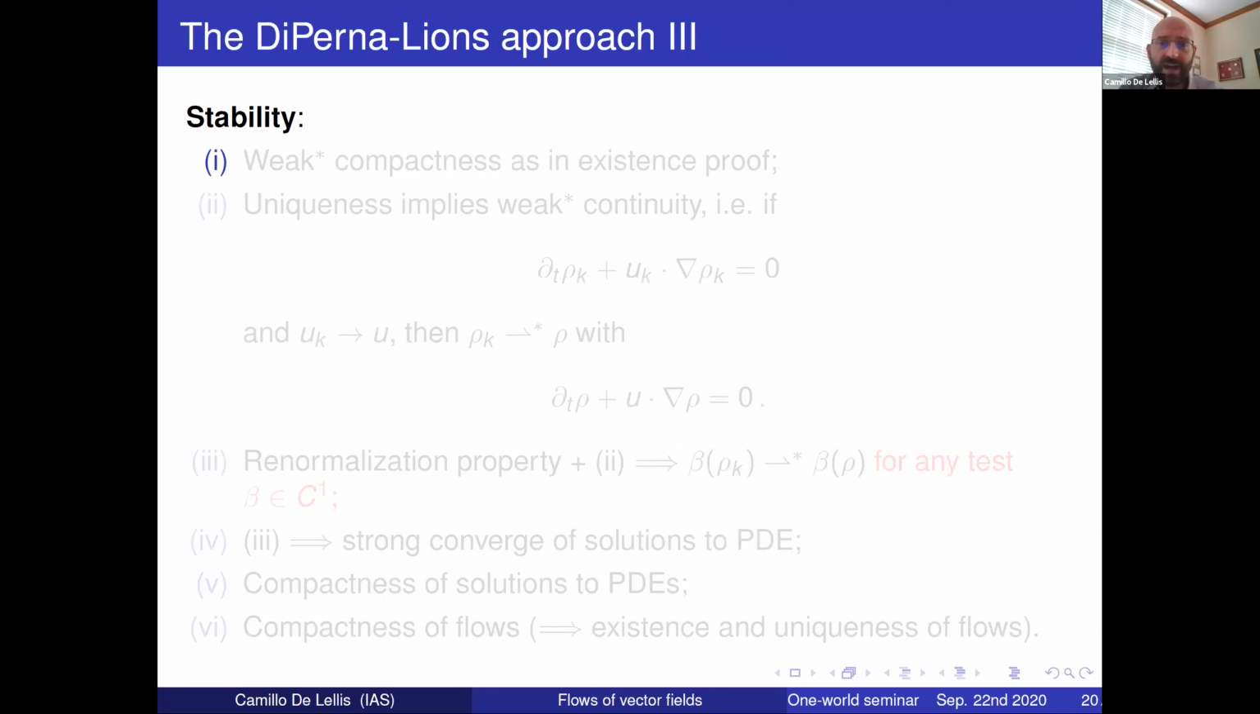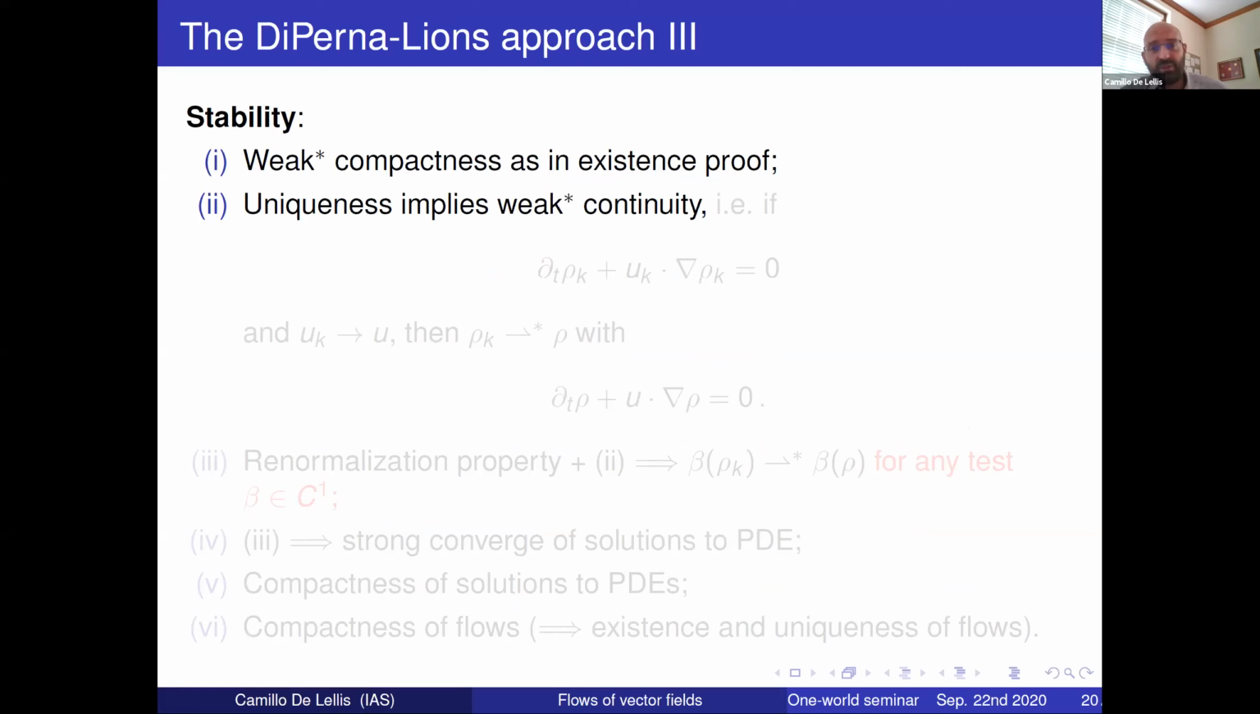Okay, so now how do you actually get to the flow from the PDE theory? Well, we saw in the existence part that you got weak-star compactness for free. Now, uniqueness then implies weak-star continuity. That means if I have a sequence of solutions which is weakly-star converging to some other solution, I can tell you that it's converging to the same solution, because I know that the final one is solving for a certain initial datum.